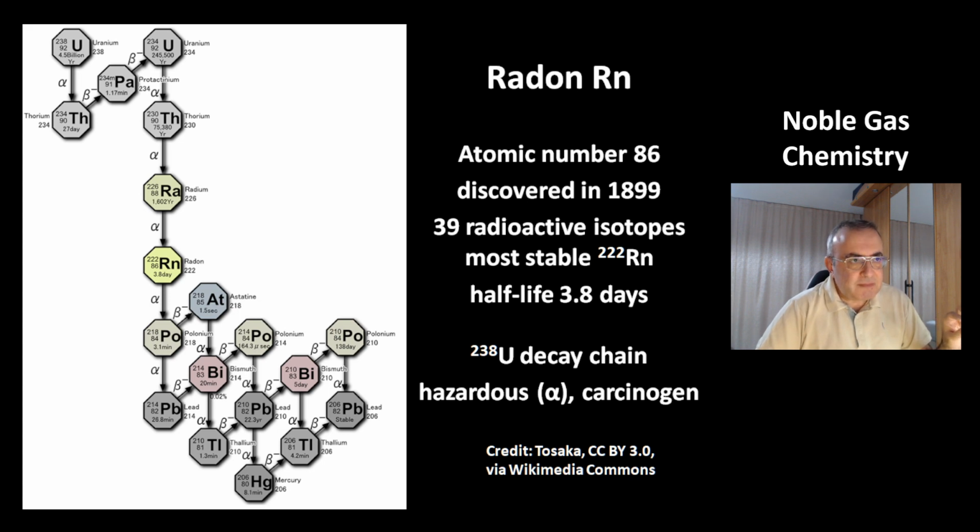And radon is dangerous, hazardous, and carcinogenic because it is an alpha particle emitter. The alpha particles cannot even penetrate a piece of paper, but when they get into the body, they are very dangerous because the alpha particle has two positive charges and is highly ionizing.